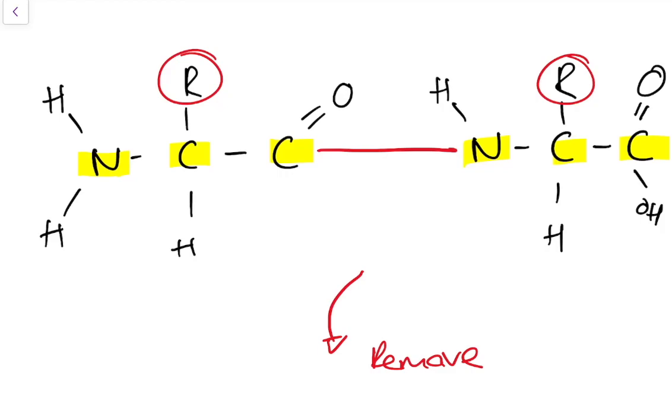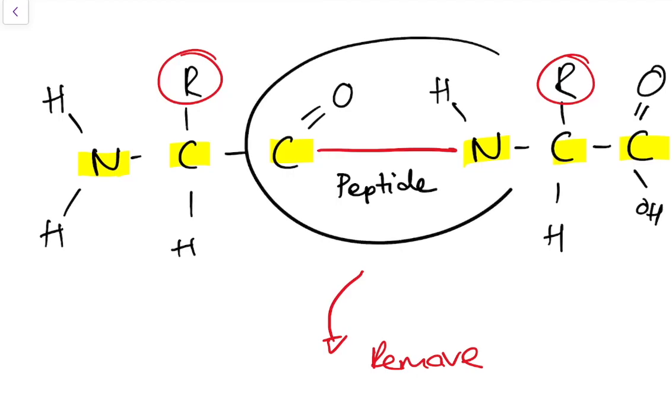And what we get forming is that peptide bond. So a ribosome is a whole big structure to make peptide bonds to link together amino acids and to create a long chain of amino acids.